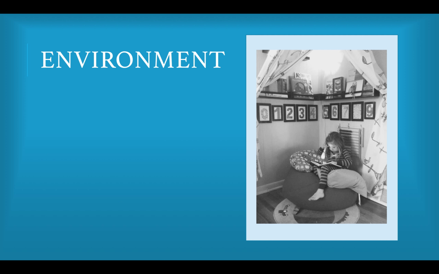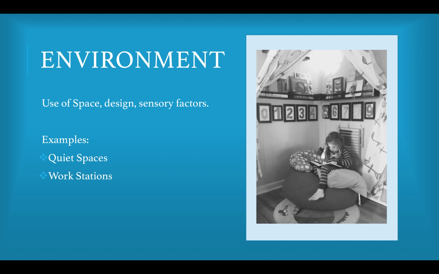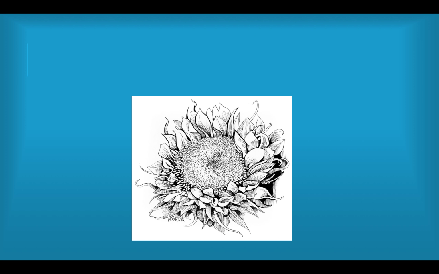Environment. The use of space, design of the classroom, and sensory factors such as lighting and sound. Some ways to use differentiation in the environment are providing quiet, uncrowded space for independent study and quiet time, use of workstations, and varying the location in which learning occurs. Implementing differentiation in these domains can be a highly effective and positive experience for teachers and students.